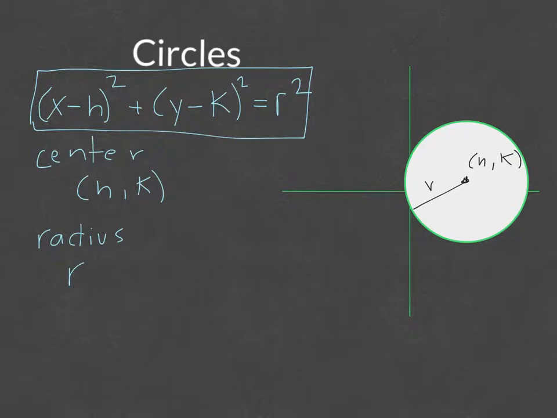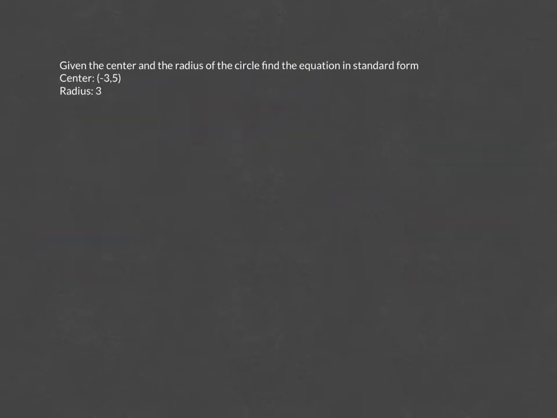Let's take a look at some examples on how we would actually graph these. So let's say we are given the center and the radius of a circle. Let's find the equation in standard form. It doesn't ask us to graph, but I'm going to graph just so you can see. My center is at (negative 3, 5). 1, 2, 3. 1, 2, 3, 4, 5. So there's my center. Then my radius is 3.